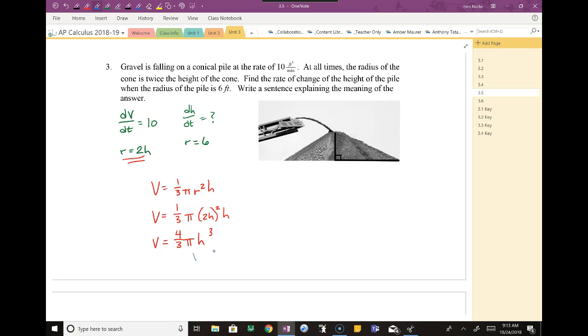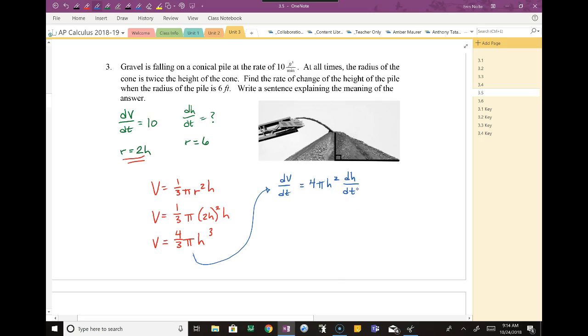Okay. 4/3. So I'm going to derive this up over here. Remember, we're deriving in terms of time. The derivative of V is dV/dt. The derivative of 4/3 pi h cubed is 4 pi h squared dh/dt.